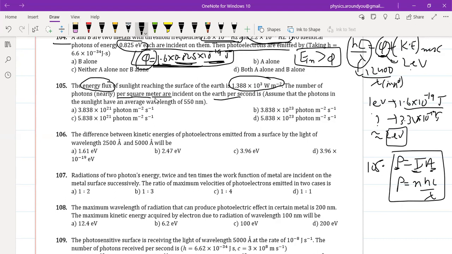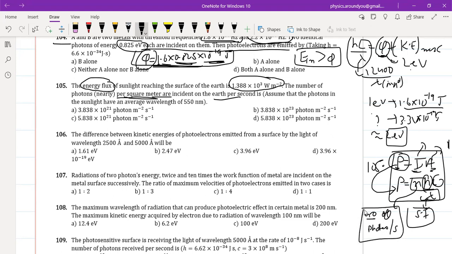Number of photons per square meter is what they are asking. So I can put area as 1 and intensity to be 1.388 into 10 power 3. I can find out the power. Whatever value I find out there, I can put over here so that I know H, I know C, lambda has been given in terms of 550. You need to convert it to SI because all options are in SI. So lambda has to be converted to nanometers. The only unknown will be N, where N is number of photons per second. That's it. As simple as this.